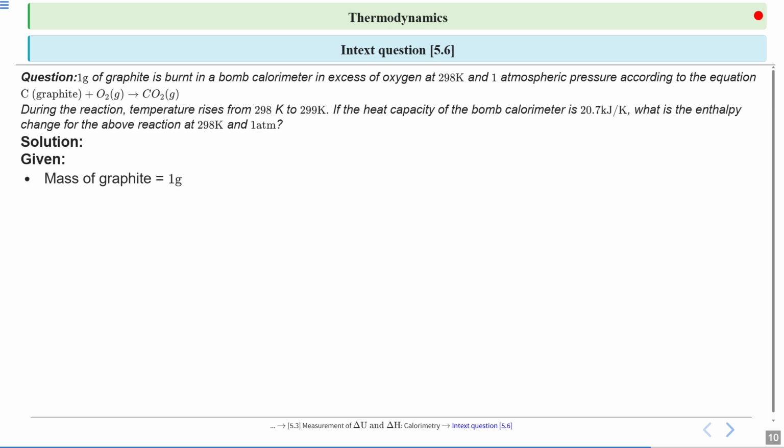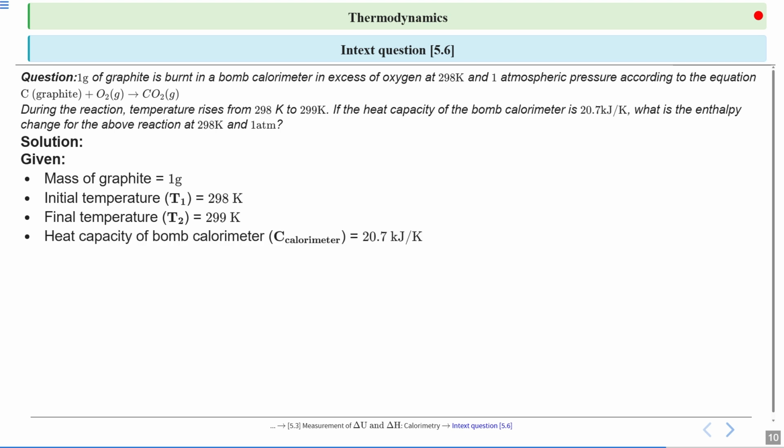We are given the mass of graphite, which is 1 gram. So it's very, very important. The second thing is the initial temperature, which is 298 Kelvin. The third thing is the final temperature, which is 299 Kelvin. The heat capacity of the bomb calorimeter is also mentioned. It is given as 20.7 kilojoule per Kelvin. And the pressure is 1 atm.